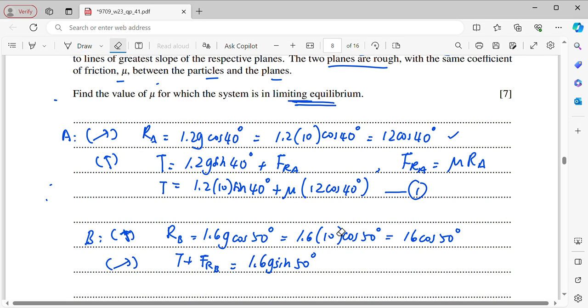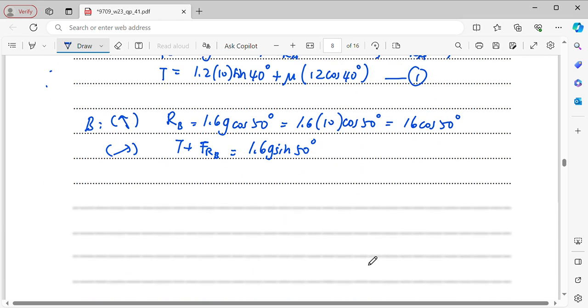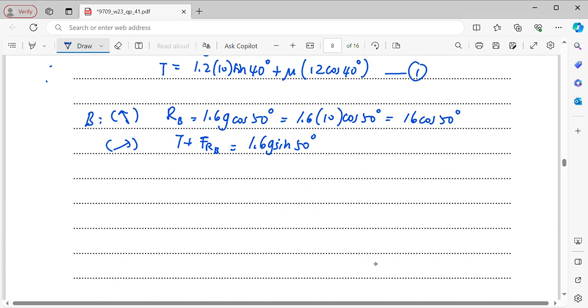Okay, then from here, replace the RB first. So T plus mu RB, FRB, so mu R, which is 16 cos 50 degrees, equals 1.6 times 10 times sine 50 degrees. So that is my second equation.